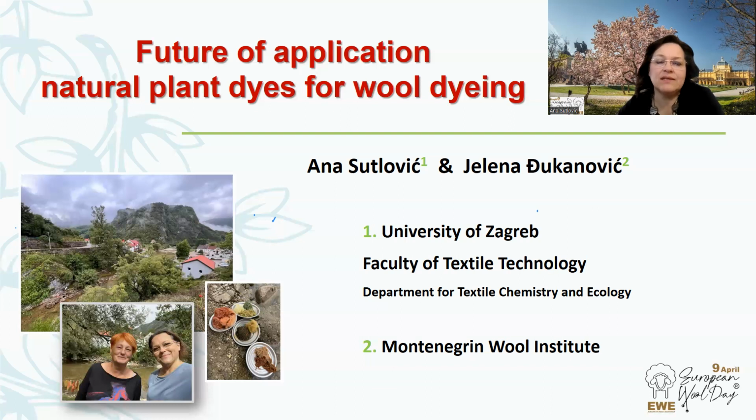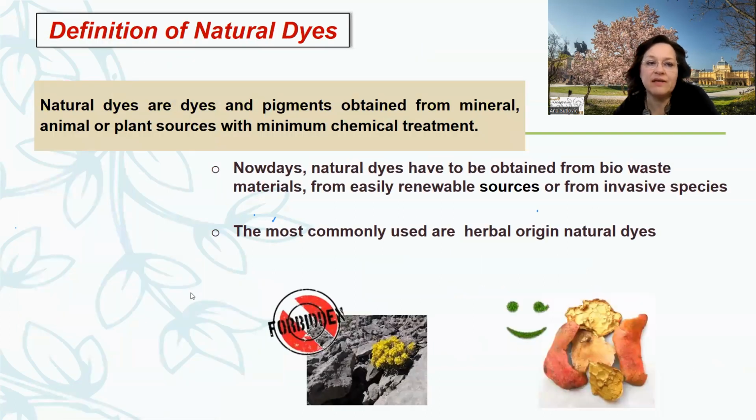At the beginning, it is important to define natural dyes. Natural dyes are dyes and pigments obtained from mineral, animal, or plant sources with minimum chemical treatment. Nowadays, the most commonly used are herbal origin natural dyes. And of course, natural dyes have to be obtained from bio-based materials, from easily renewable sources, or even from invasive species.